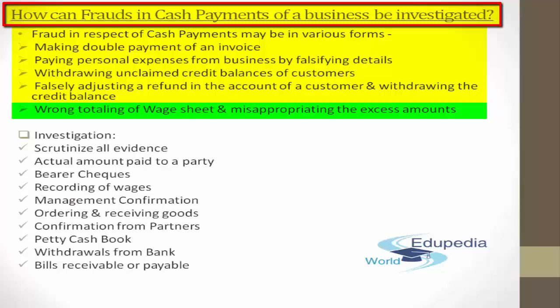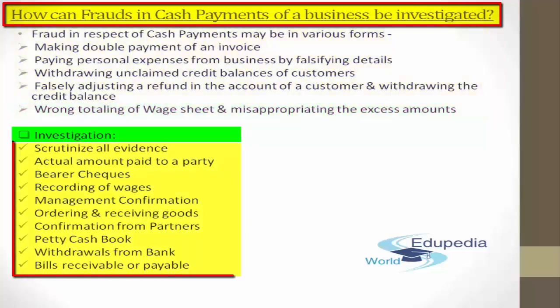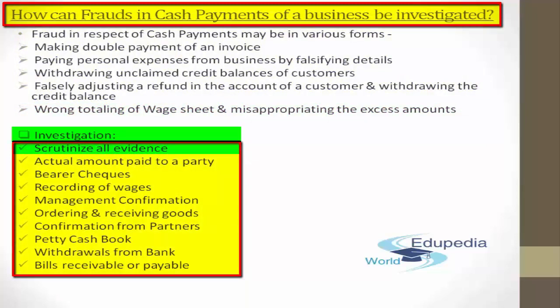You as an auditor, you need to first of all investigate the matters with these basic checklist points. Number one, you need to scrutinize all the evidences as regards cash payments which are being made, including the acknowledgement by parties for payments shown to have been made to them. You need to scrutinize all those records.